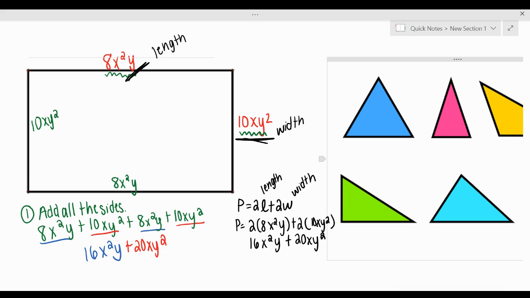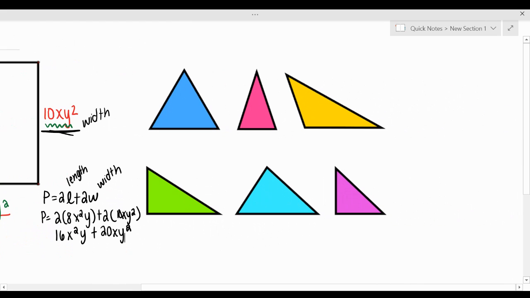The next thing I want to talk about is this picture of all the different types of triangles. Triangles could be equilateral, where all the sides are congruent. They could be acute triangles. They could be obtuse triangles. We could have right triangles. We could have an isosceles triangle where two sides are congruent, scalene where none are congruent. But either way, the easiest way to get the perimeter of a triangle is to add up all the sides.